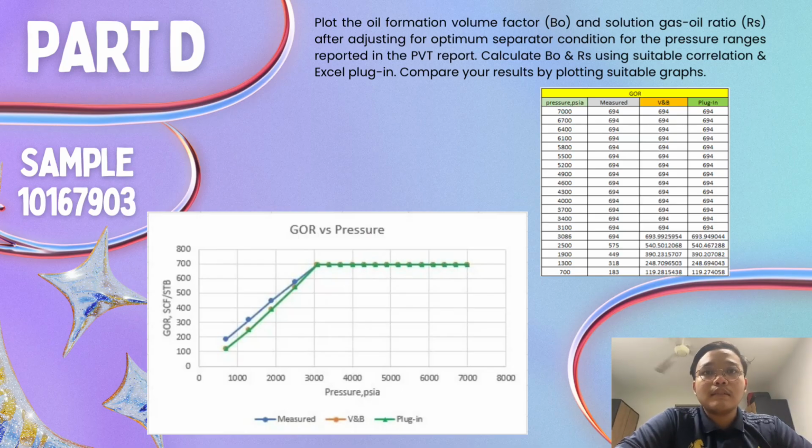Rs is just constant at 694 SCF/STB above the bubble point pressure, and just like before, all three estimation methods align at this value. Below this bubble point, Rs decreases as pressure drops, following a similar trend to sample 1. The measured values again show the most detailed behavior.